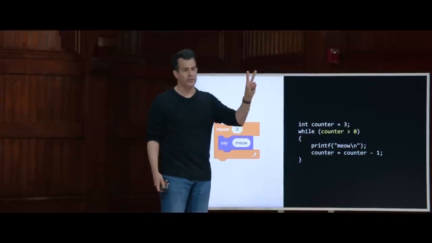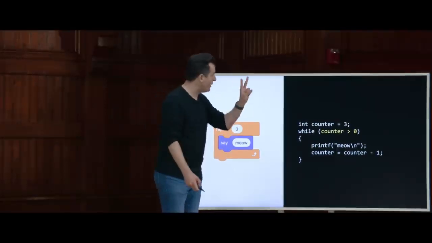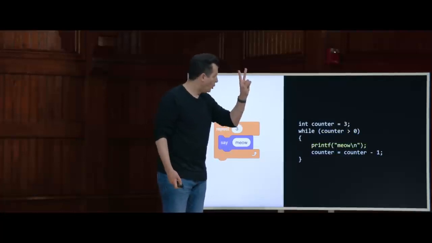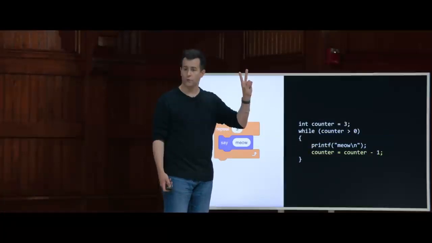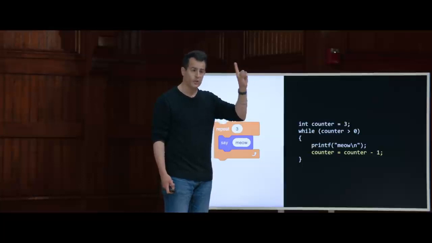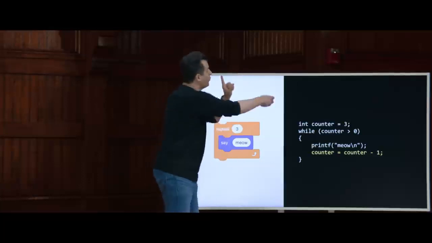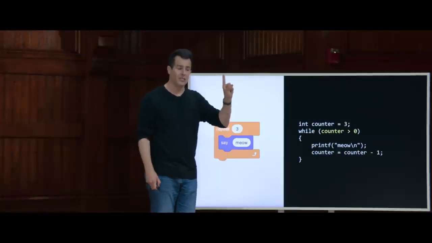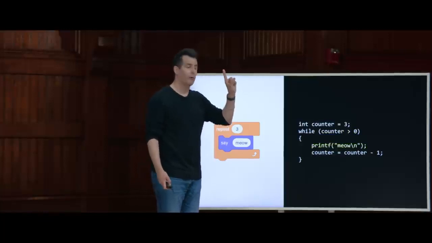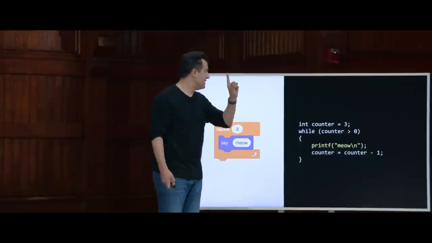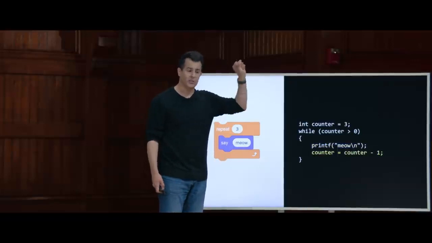So is 2 greater than 0? OK, obviously so. So you go into it. You print a meow. You go into it and decrement counter further by 1. So now my hand is holding up 1. Now we wrap back around to the Boolean expression. Is 1 greater than 0? Obviously, we print out a third meow. We then decrement counter again, and my hand goes to 0.